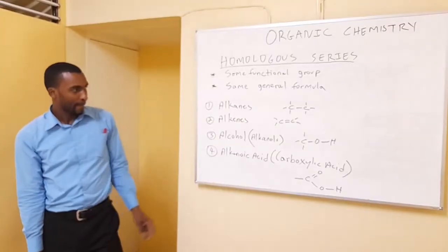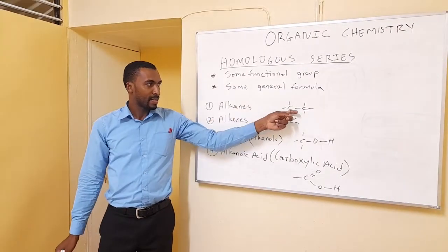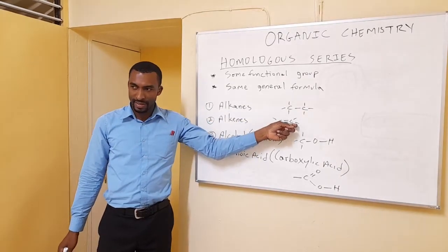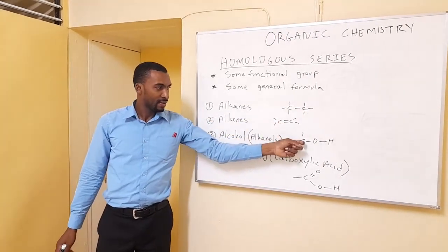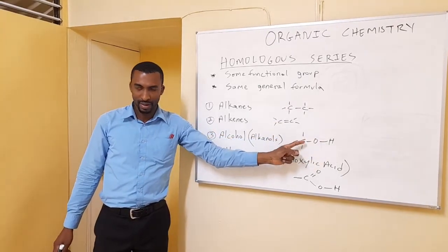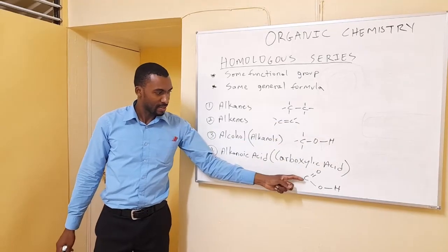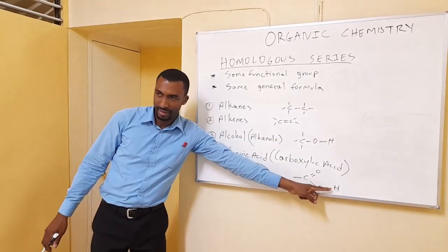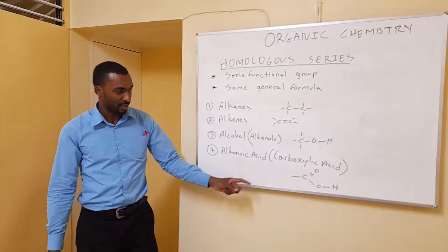For the alkanes, it's a C single bond C. For the alkenes, it's a C double bond C. For the alcohol, it's an OH, so O-H bonded to a carbon. And for carboxylic acid, a C double bond O, a single bond to the oxygen, then another single bond to the hydrogen from the oxygen here. So this is in terms of the structure.